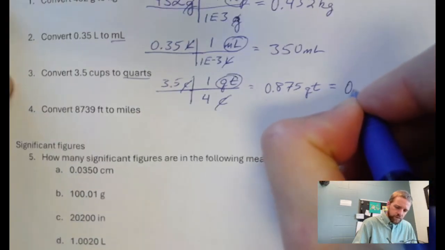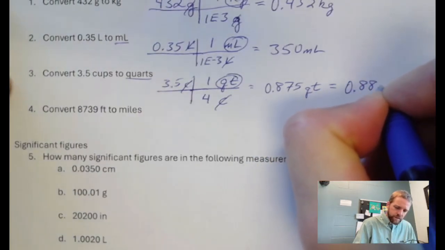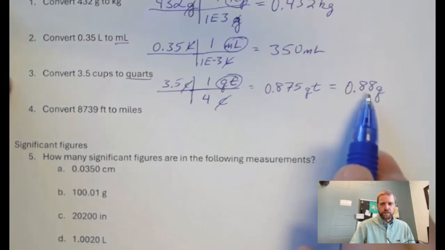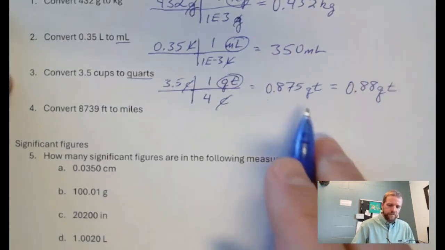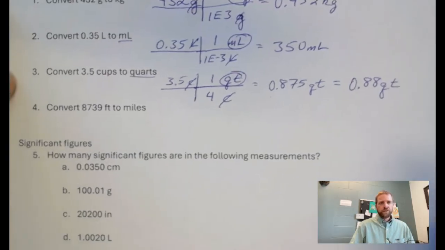So this is 0.88 quarts. So you'd want to say that there are 0.88 quarts, not 0.875 quarts. Okay.